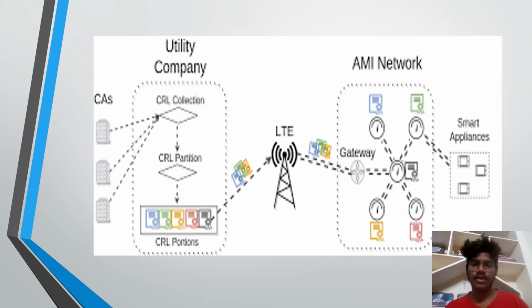So by the online service, the AMI network gets the certificate through the internet and assigns the certificates to their appliances. In this picture, we can see that the utility company sends the verified certificates on the internet and the AMI network downloads them through the gateway and assigns them to the smart appliances.